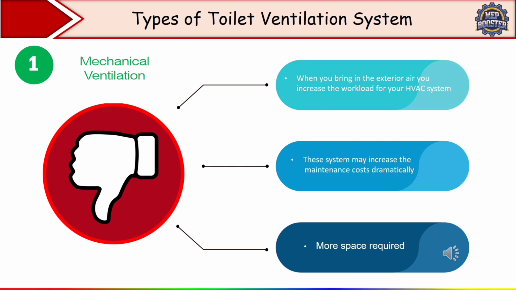And the third disadvantage of using mechanical ventilation system is that it requires more space to install. Okay, here we need more space because we have to install the fan. Okay, so these are the disadvantages of using mechanical ventilation system.